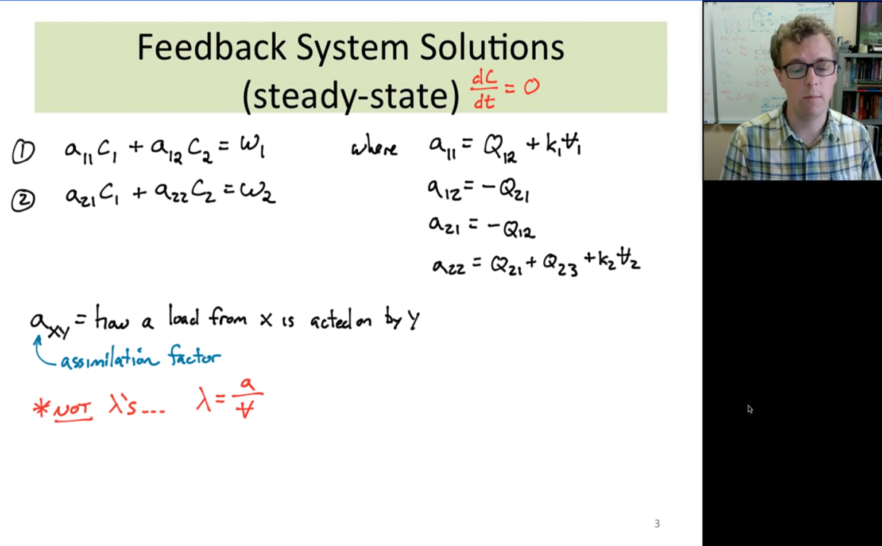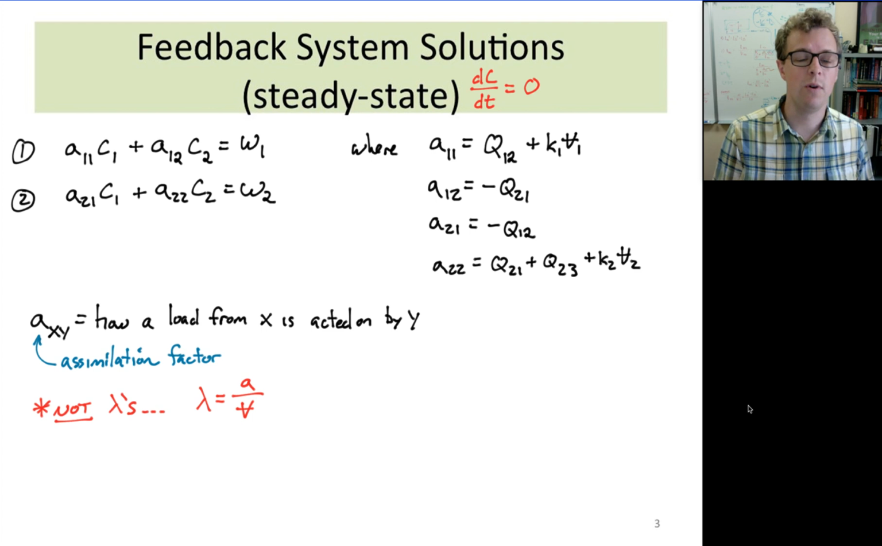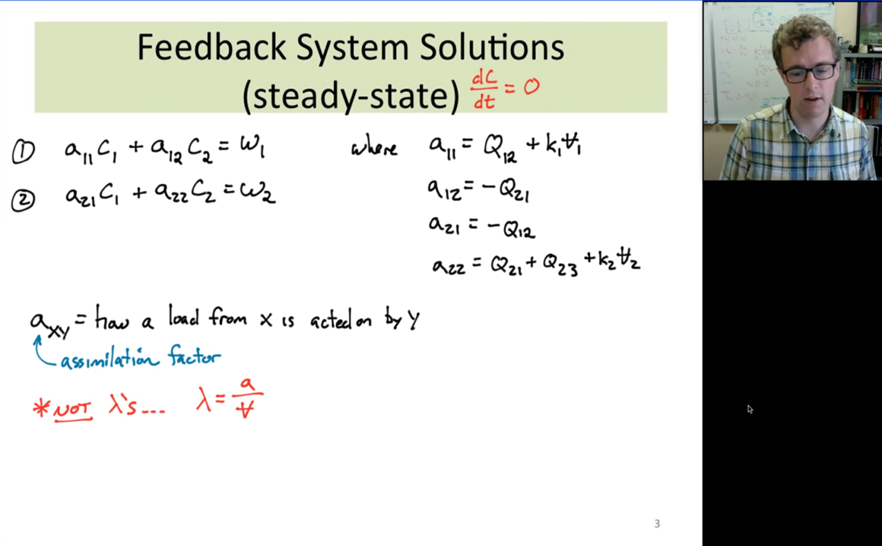One common question that people have then is, wait a minute, I've got A's, I've got lambdas, what is the difference? It's just whether or not you divided by volume. So when you zero out that dc dt term, you don't necessarily have to have divided by volume there. It would just drop out because it's volume times 0. So lambdas and A's, the only difference is that one is normalized by volume and one is not.